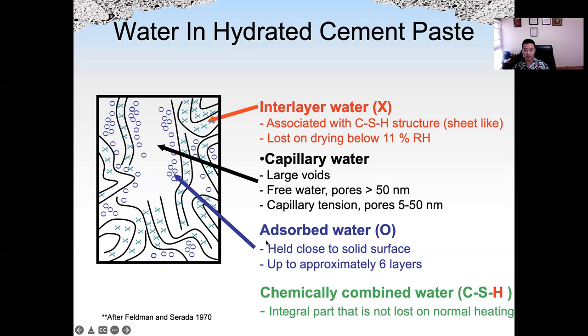We also have adsorbed water. That's the water on the surface of solids, up to 6 layers of water molecules, which are the blue circles here. And finally, we have chemically combined water, which is the H in CSH. This chemically combined water is very hard to lose. It can only be lost when we burn the concrete to a very, very high temperature. So with normal heating and drying, this water will not be lost.